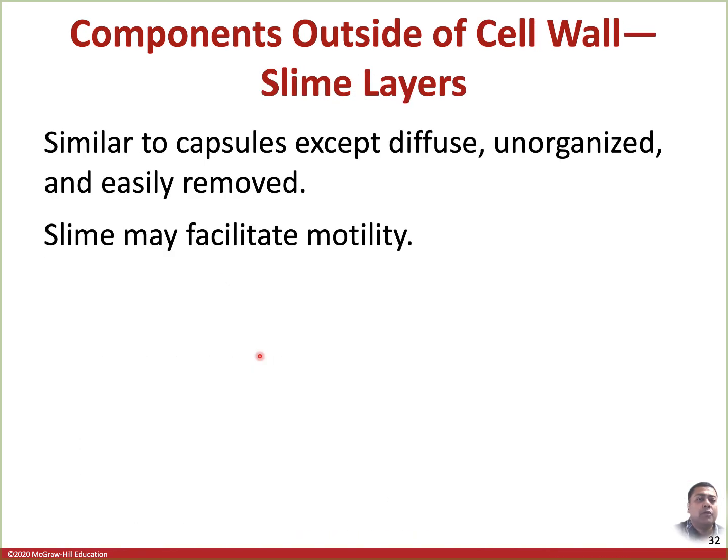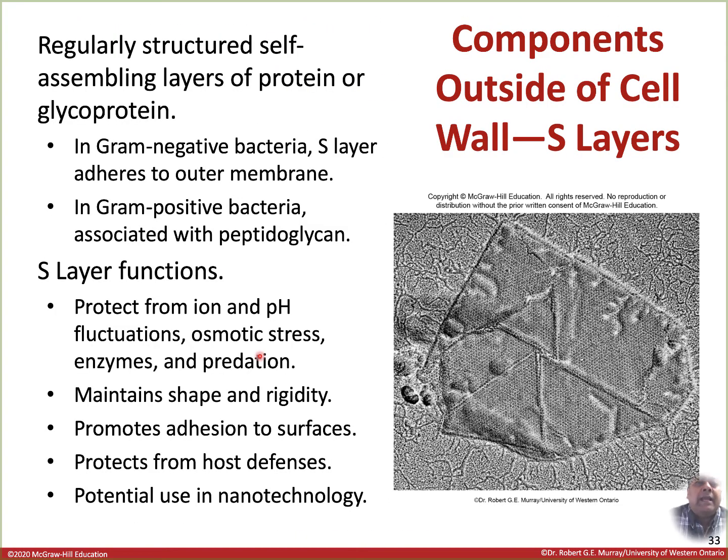The next one that we are going to talk about is the S layer, regularly structured self-assembling layers of protein or glycoproteins, and they look like tiles. They are tile-like structures. In gram-negative bacteria, the S layer adheres to the outer membrane. In gram-positive bacteria, they are associated with the peptidoglycan. There are several functions for the S layer. It protects from ion and pH fluctuations, helps with osmotic stress, maintains shape and rigidity, and promotes adhesion to surfaces. It also has potential use in nanotechnology. So this is your S layer. Some of the bacteria do have these.